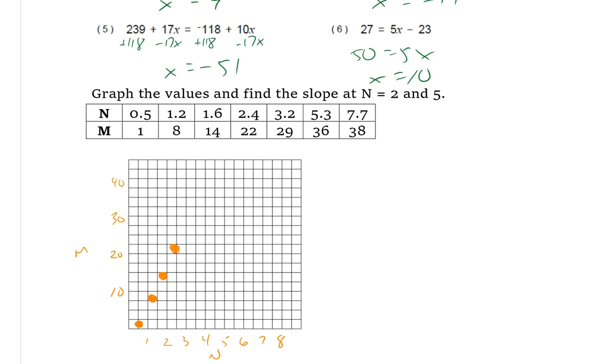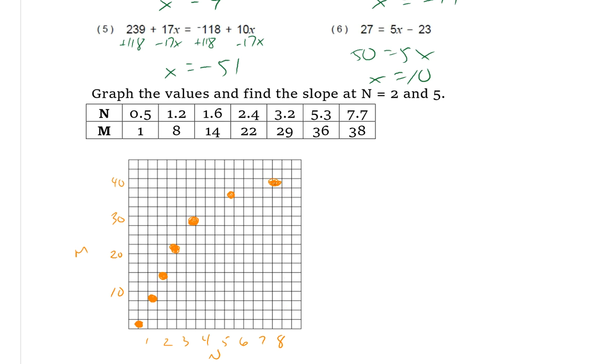And then we've got 3.2 and 29, which would probably be right around there. No, don't want that. 3.2, 29. Okay, somewhere around there. 5.3, 36. Looks like we've got the curvature kicking in. And 7.7, 38 would be out here somewhere, maybe something like this. All right. Okay, so we've got our points.